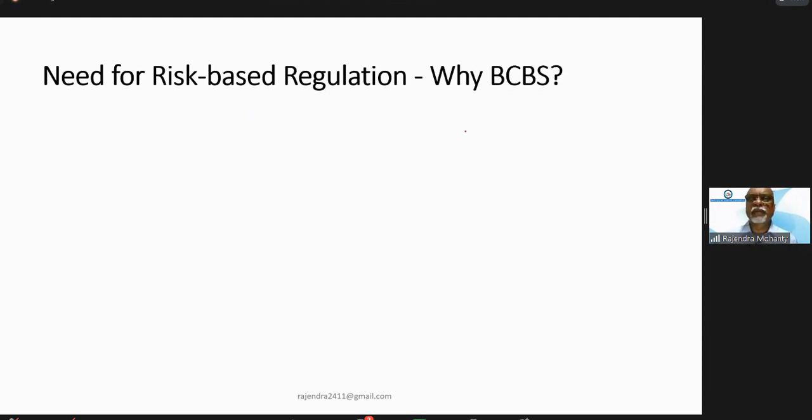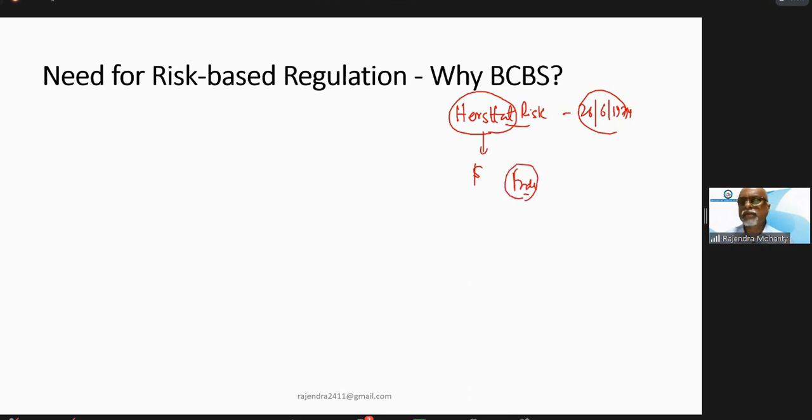Okay. Now, why did this risk-based regulation come into the picture worldwide? What was the reason for that? Why was BCBS formed? There is an incident behind it. You can read that incident in the McConnell book, it is written. That incident is called Herstatt risk. Herstatt was a bank in Germany. This incident happened on 26th of June 1974.